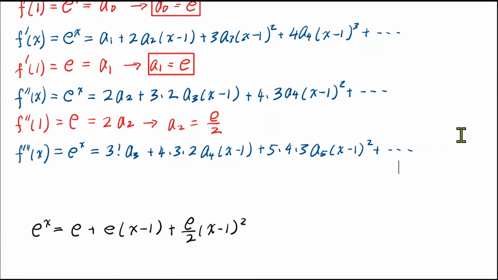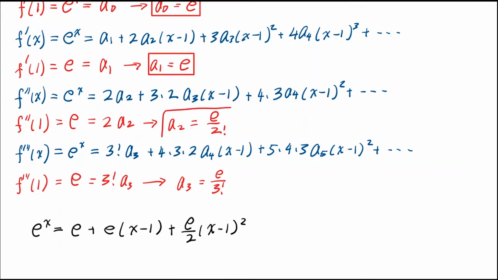Okay. So let's plug in f triple prime of 1. So this side becomes e, and you have 3 factorial a3, and the rest of them died. So a3 is equal to e over 3 factorial, right? Oh, maybe that tells you this thing is over 2 factorial then, eh? Okay, I'm going to box this thing in.